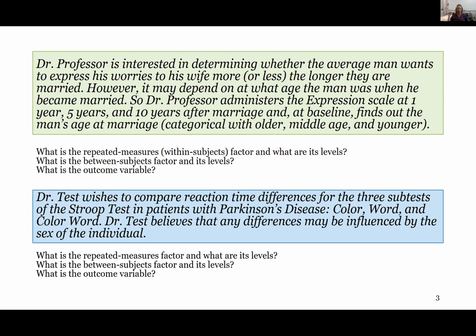So let's start with the first one. What's the repeated measure factor? 3 test types. The test type, of which there are 3 levels. What's the between subjects factor?